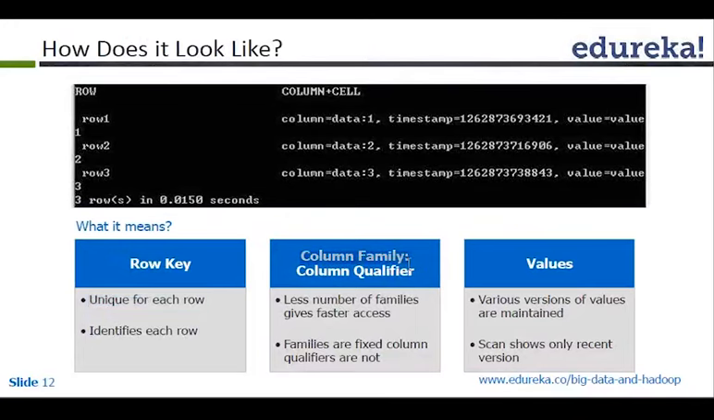Then you will have column family colon the column qualifier, that is a column name. So a smaller number of families gives faster access. Families are fixed, whereas column names are not fixed. That happens at runtime. And there are various versions of the values that are maintained, and like what I demoed to you, scan will only show you the latest version of what we have.